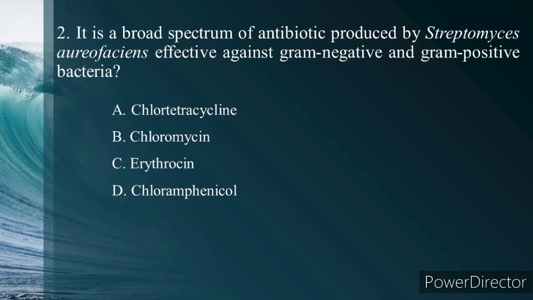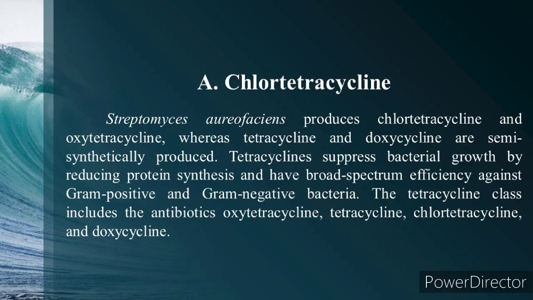Streptomyces aureofaciens produces chlortetracycline and oxytetracycline, whereas tetracycline and doxycycline are semi-synthetically produced. Tetracyclines suppress bacterial growth by reducing protein synthesis and have broad-spectrum efficiency against gram-positive and gram-negative bacteria. The tetracycline class includes the antibiotics oxytetracycline, tetracycline, chlortetracycline, and doxycycline.